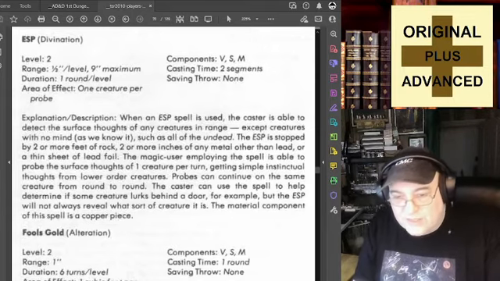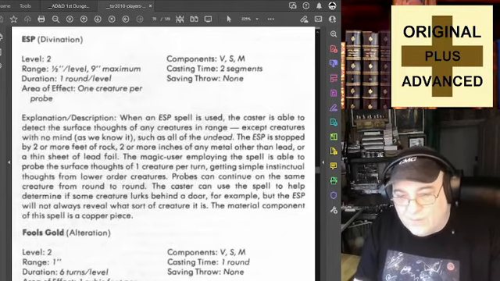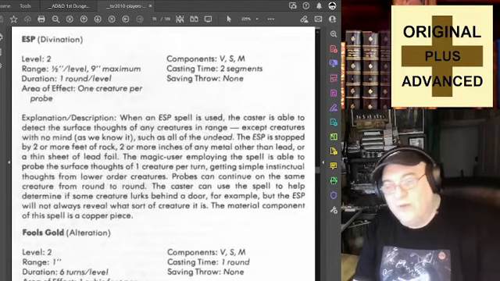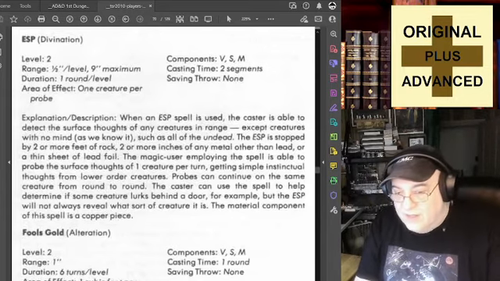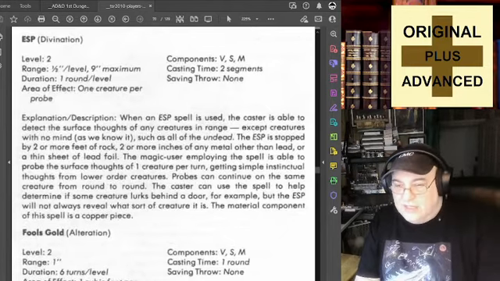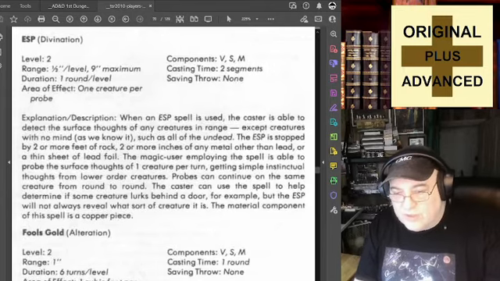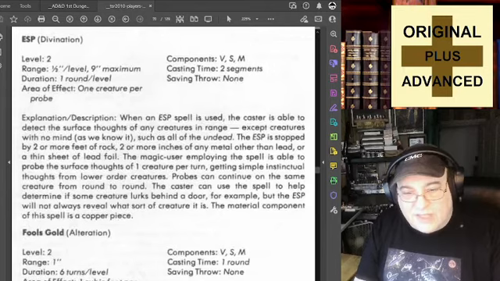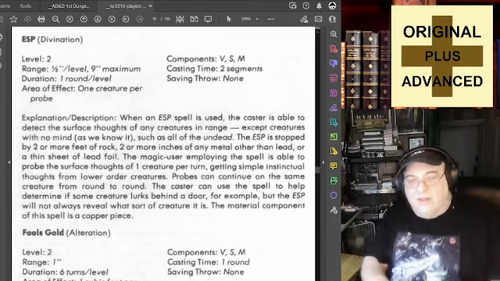The magic user employing the spell is able to probe the surface thoughts of one creature per turn, getting simple instinctual thoughts from low-order creatures. I guess slimes can be hungry, right? Probes can continue on the same creature from round to round. The caster can use the spell to help determine if some creature lurks behind a door, for example, but the ESP will not always reveal what sort of creature it is. The material component of the spell is a copper piece.